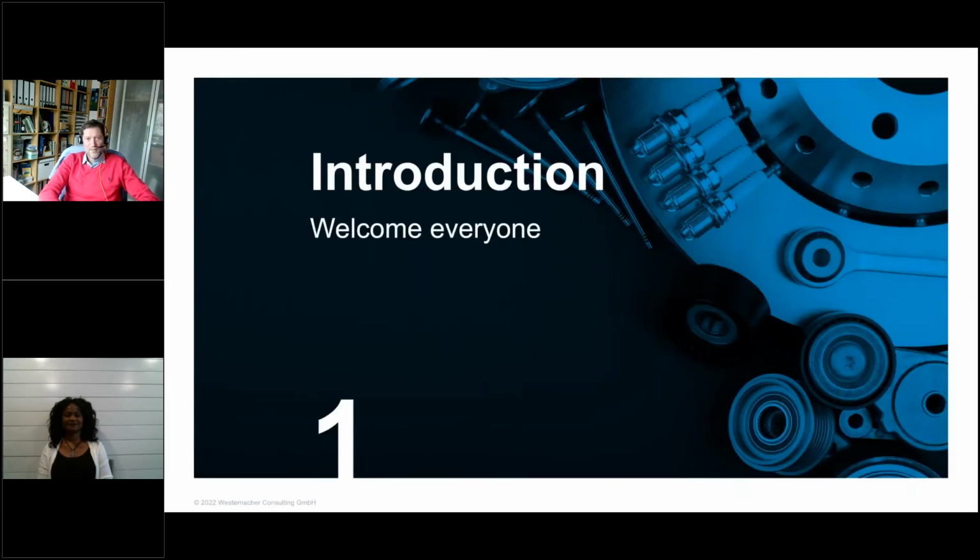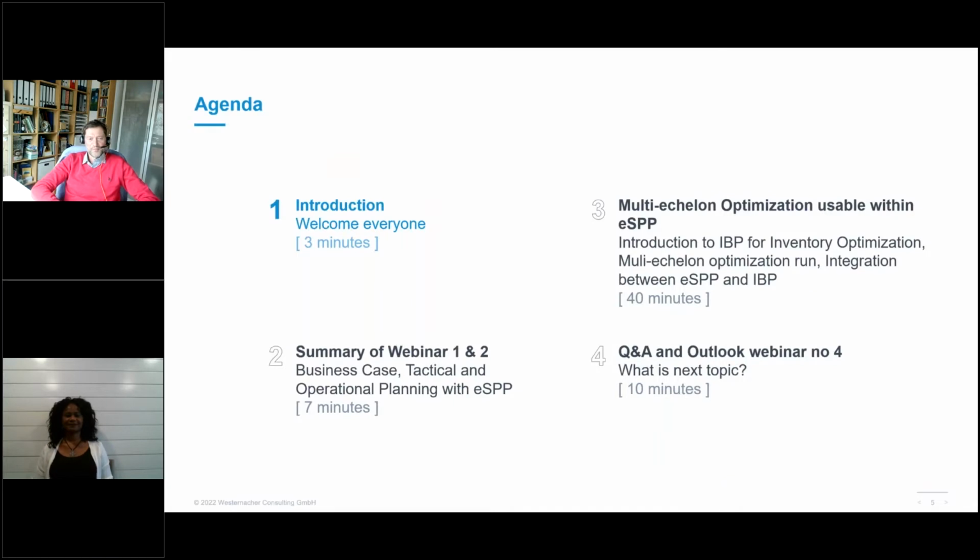And we are right in the middle of the introduction. That is the first point of the agenda. The second one is a summary of webinars 1 and 2. So if you missed the first 2 webinars, don't worry. It will be summarized in a couple of slides by Guada, what we did. We talk about the business case and the tactical and operational planning within SPP. And agenda point number 3 is the main part of today's webinar. That is the multi-echelon optimization, how we use this multi-echelon optimization within eSPP.